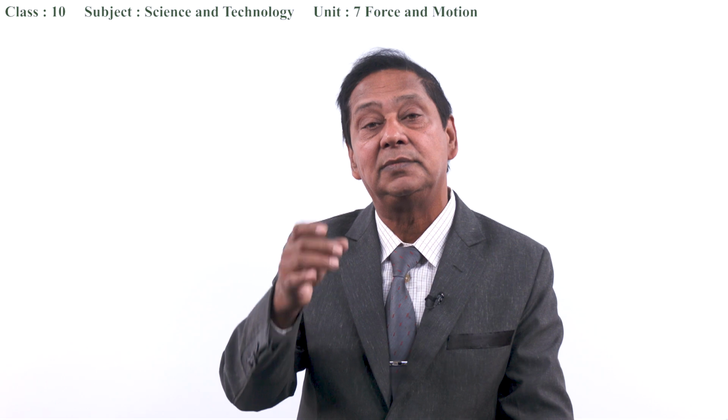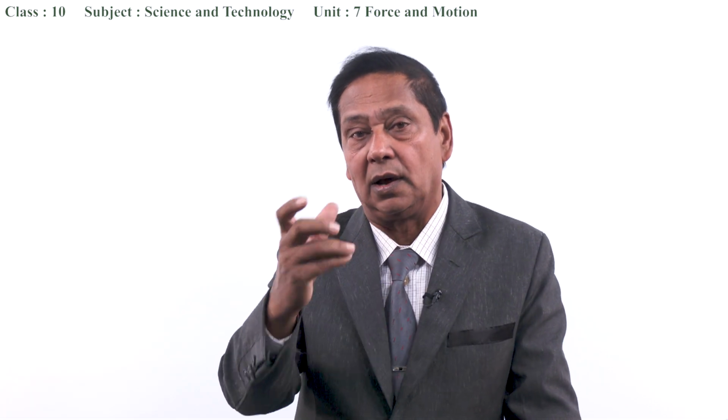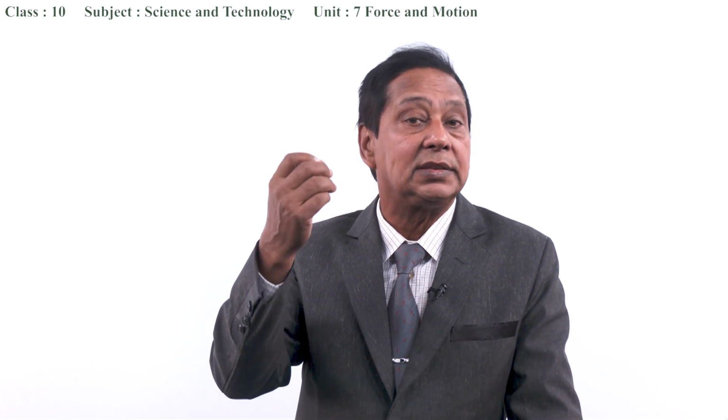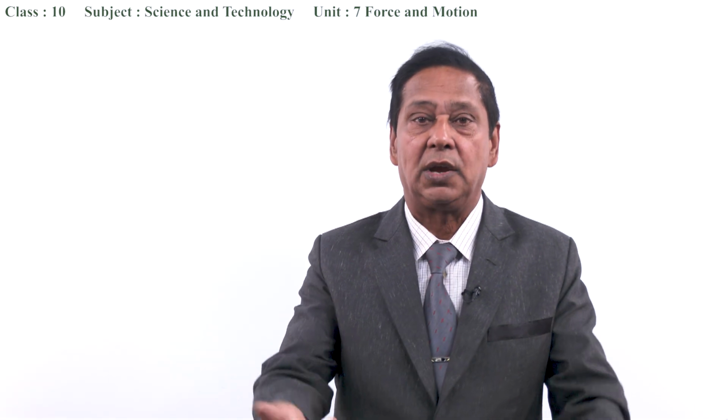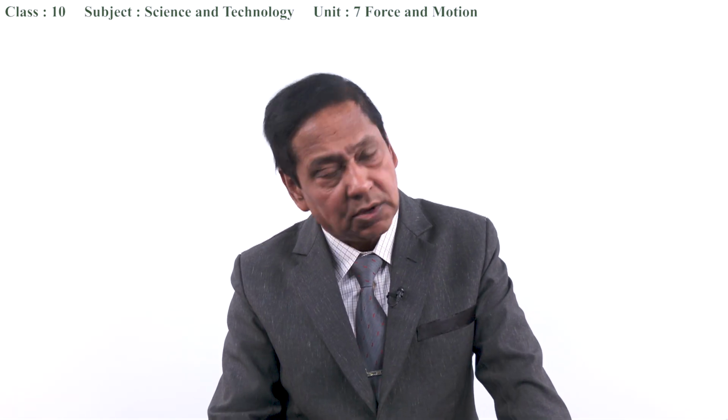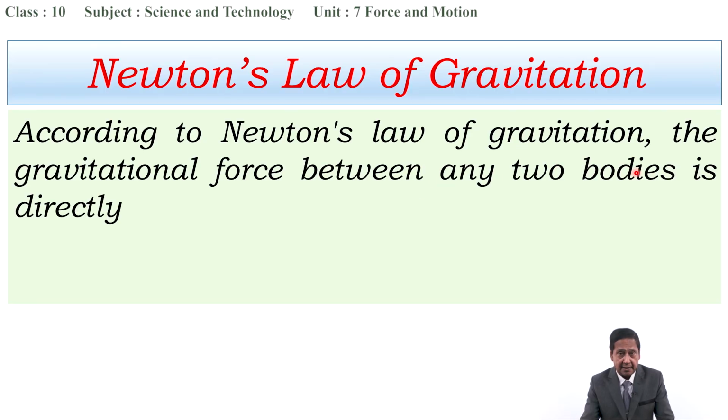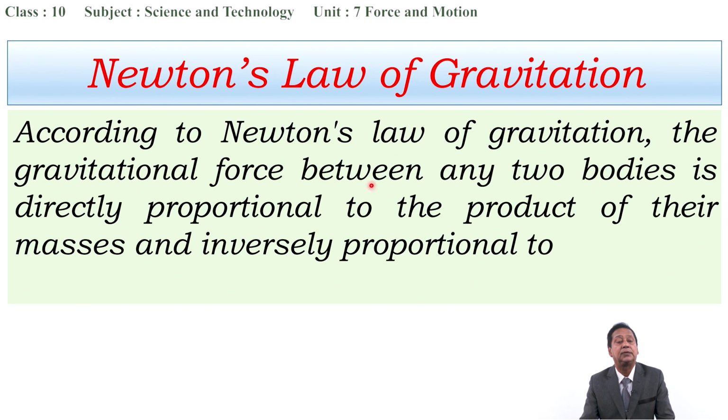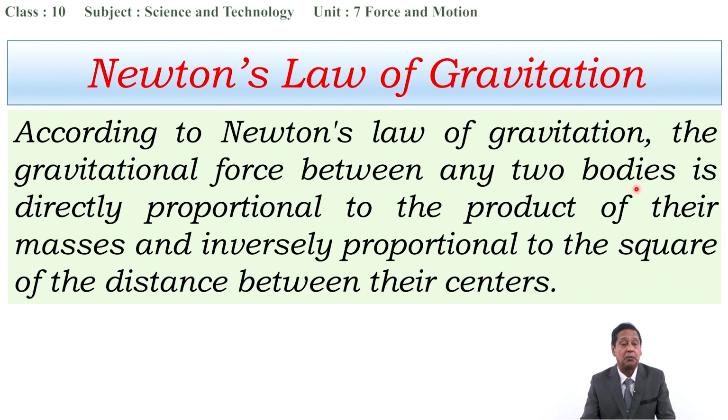How to find it? For this, Newton made a law, which is called Newton's law of gravitation. Now we are talking about this law. According to Newton's law of gravitation, the gravitational force between any two bodies is directly proportional to the product of their masses and inversely proportional to the square of the distance between their centers.